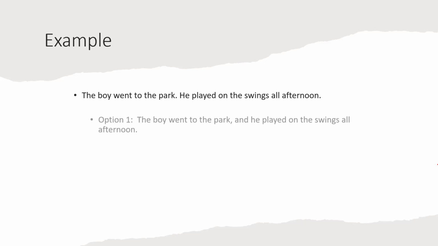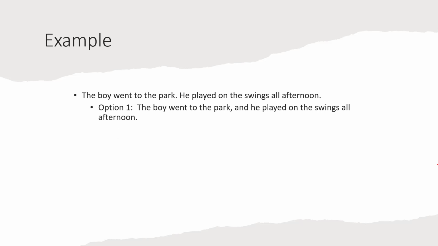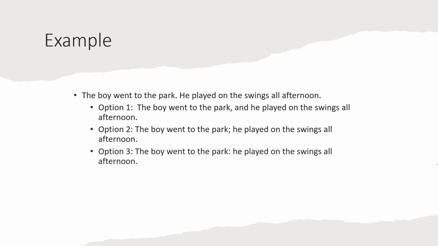What you could do with this is you could use option one: the boy went to the park, and he played on the swings all day, with a comma before or after the first complete thought. Option two, the boy went to the park; he played on the swings all afternoon. Or option three, the boy went to the park: he played on the swings all day. All three of those options would be considered correct.